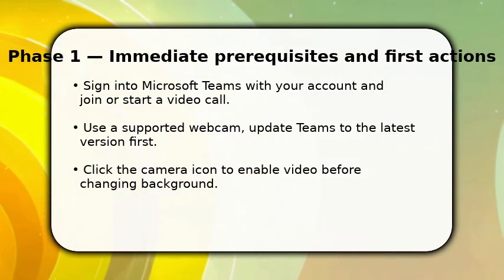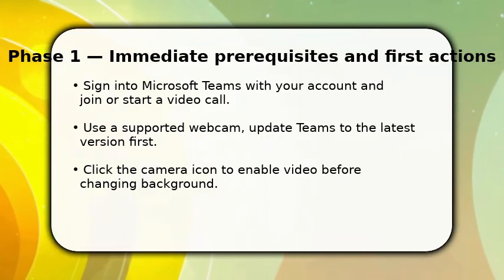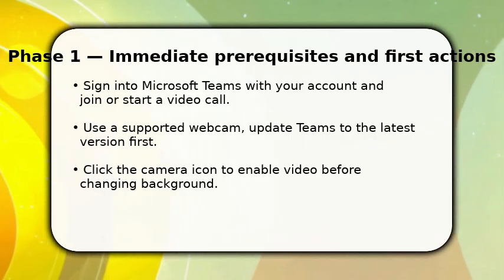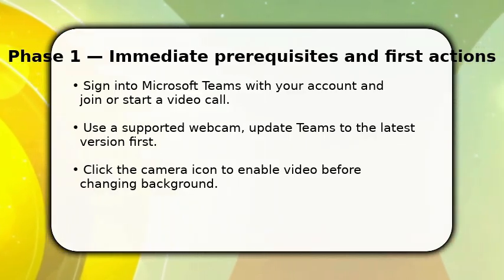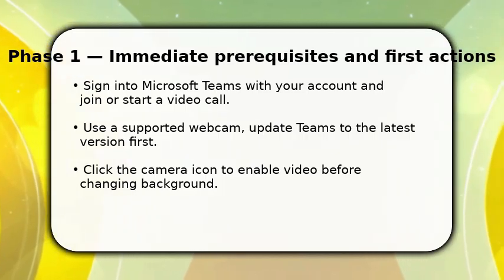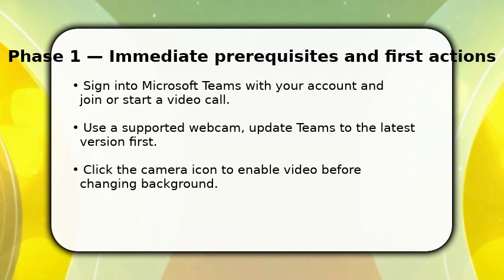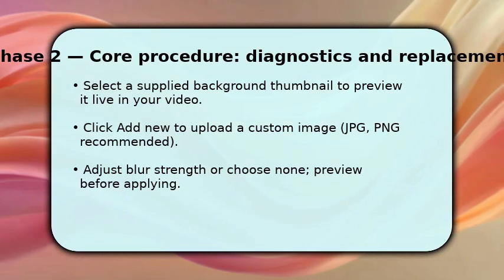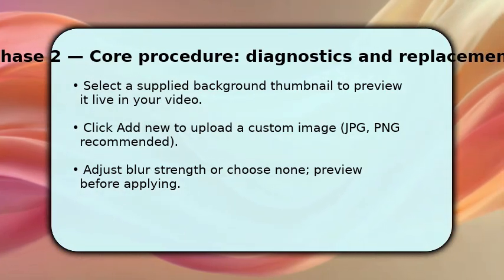Selecting background effects is the first real step. You're doing this now to see live preview thumbnails. Make sure your device meets Teams requirements and that the app has permission to use the camera, otherwise backgrounds won't apply. Once the background settings panel opens, click any thumbnail to preview it in real time so you can judge lighting and framing.